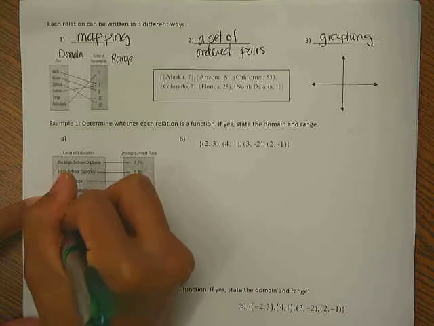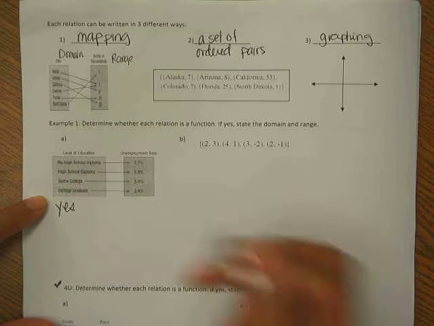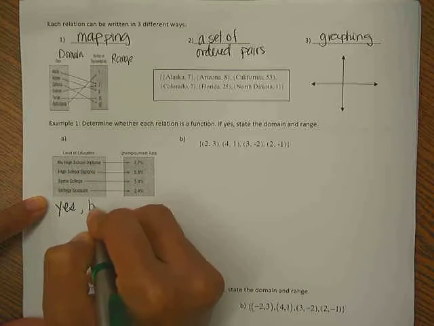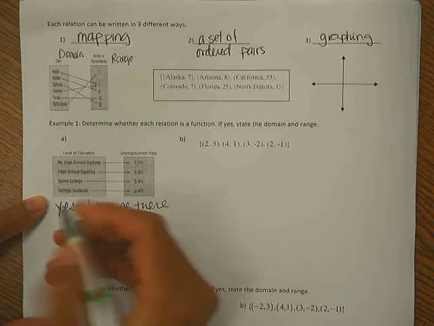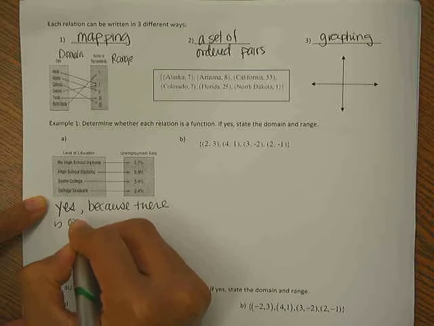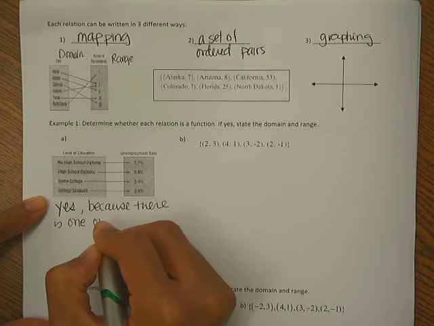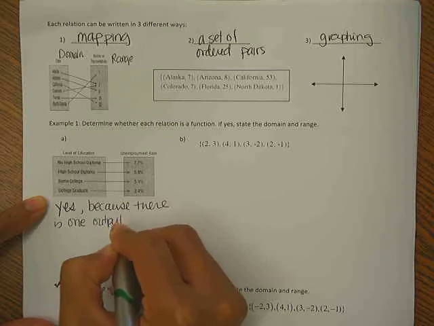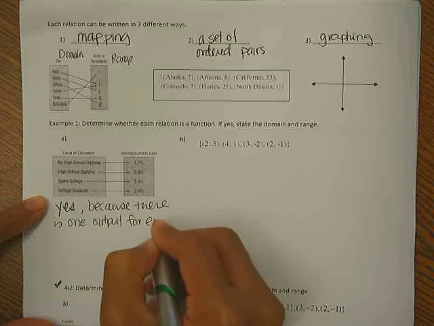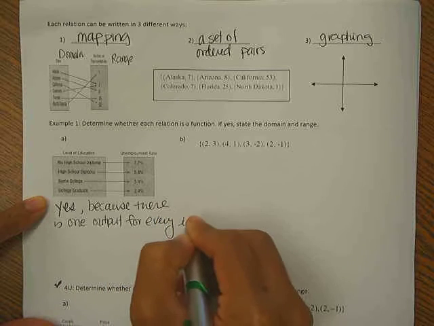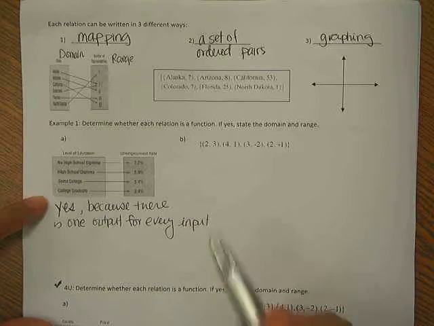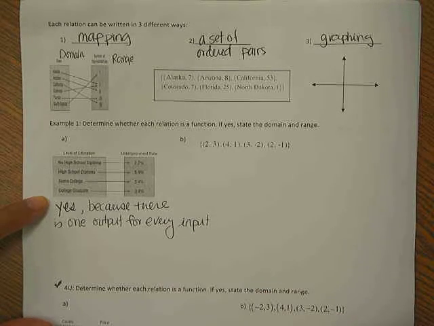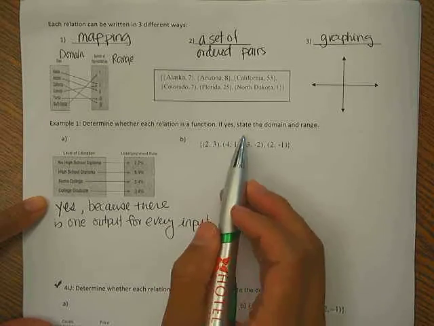If you said yes, then you are correct, okay? Because there is one output for every input, or there's only one y for one x, or there's only one range for one domain, okay? And it's saying, hey, state the domain and range.